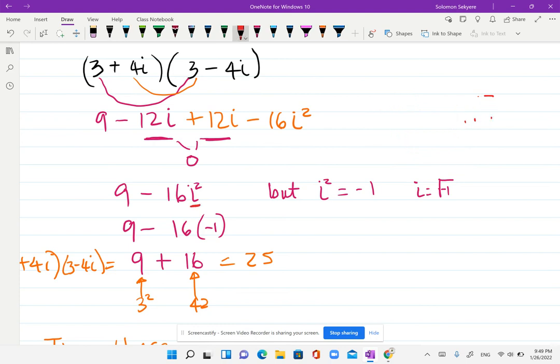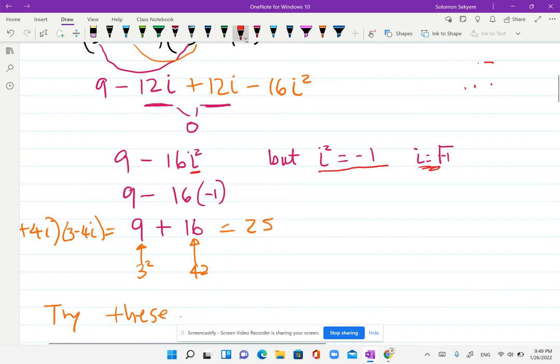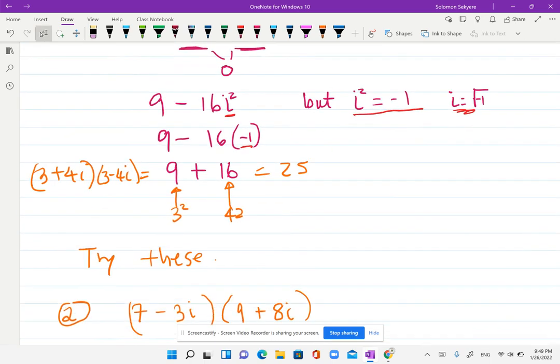Remember, i squared is equal to negative 1 because i is the square root of negative 1. So i squared will be negative 1, not the square root. So if i squared is negative 1, we put it over here. It becomes 9 minus 16 times negative 1, which becomes 9 plus 16. So 9 plus 16 is 25.